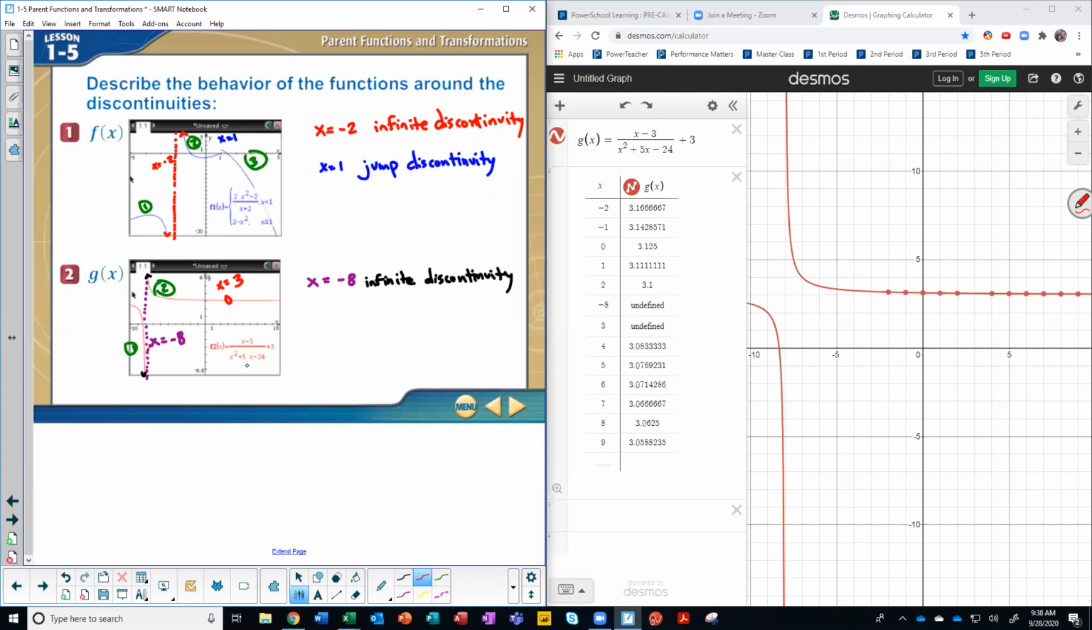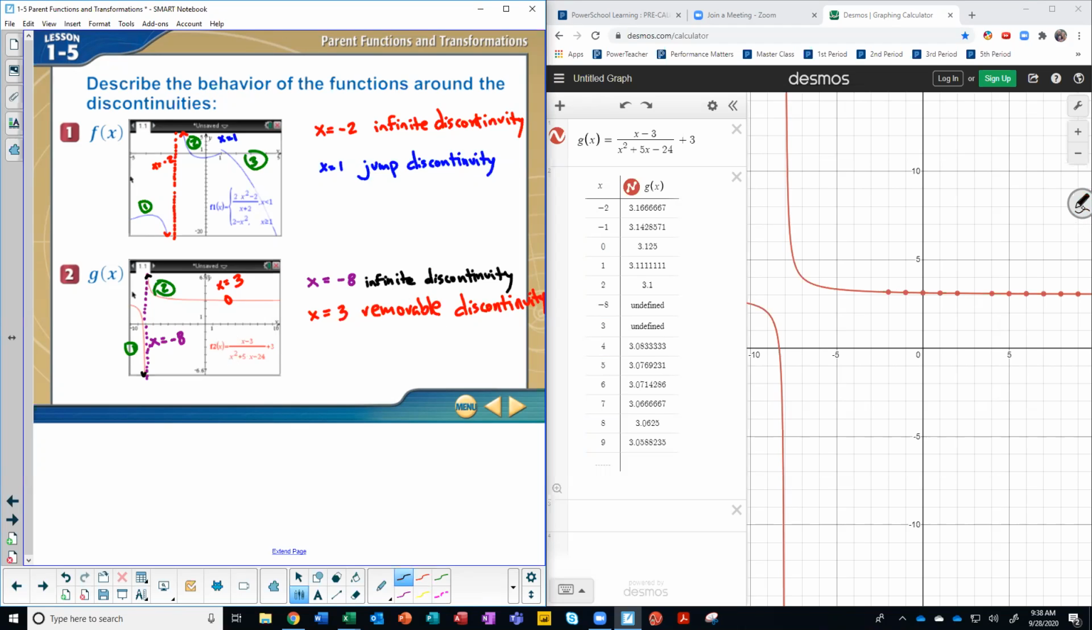Now, you might be thinking, how would I know this by algebra that is a removable discontinuity? Or you might be thinking, why did they even call it removable? I get why you have what's called infinite discontinuity because the graph goes to infinity, but why do you call it removable? Here's why.